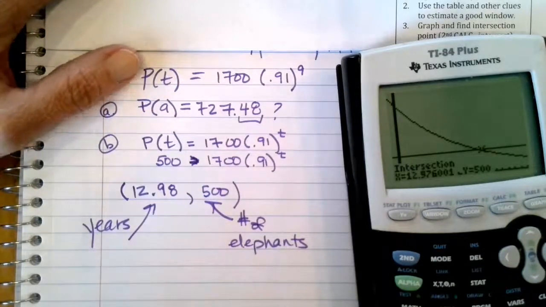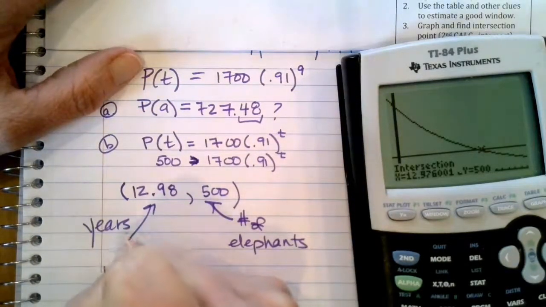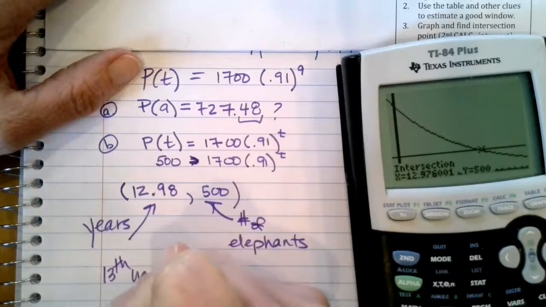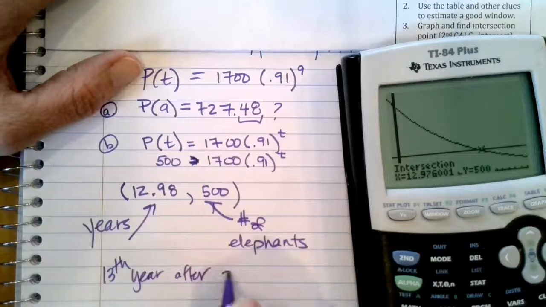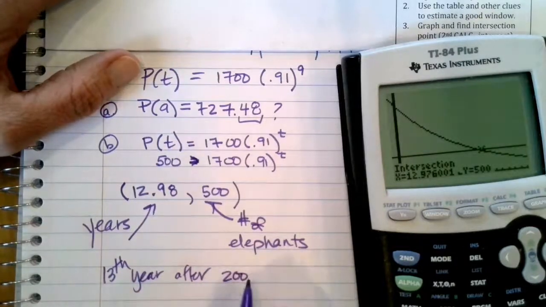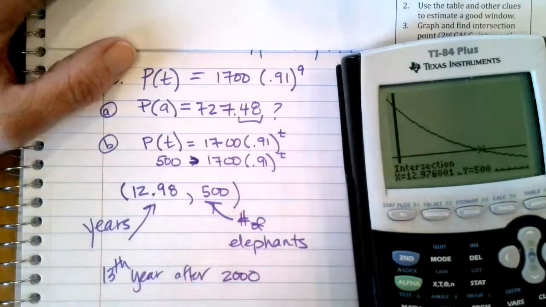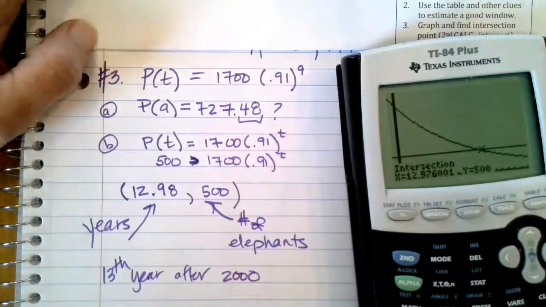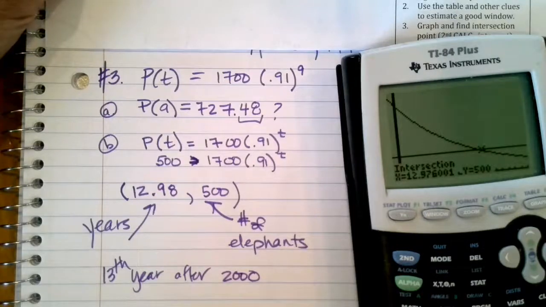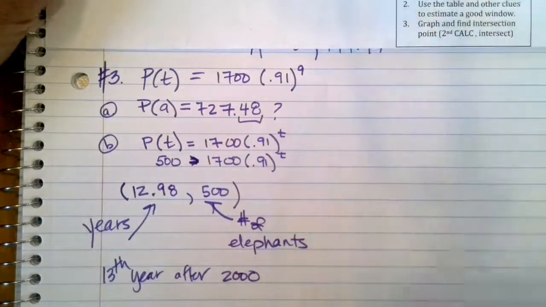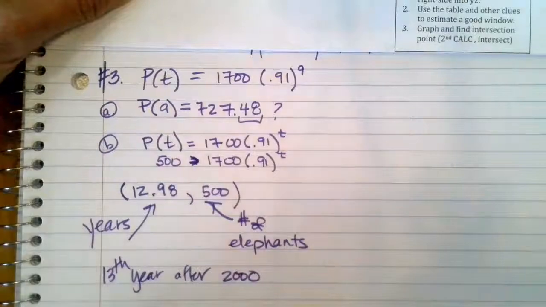So we'll say the 13th year after 2000. So I hope that way back in 2013, we didn't lose our entire elephant population, or that by now they're not all gone. That would be devastating. Okay, let's try our next problem.